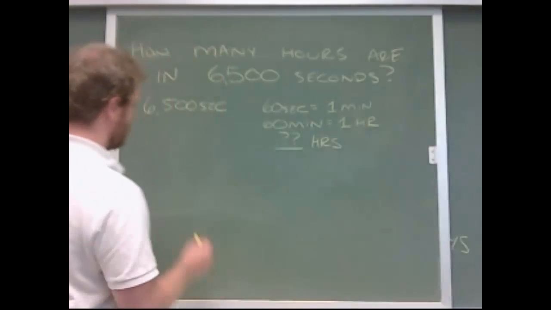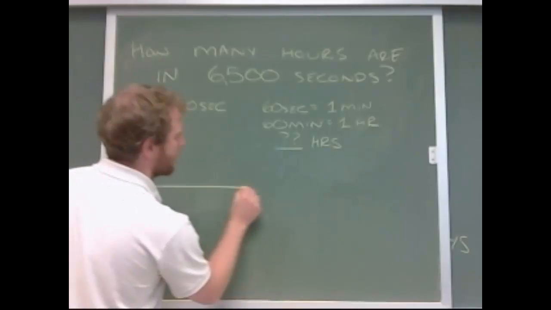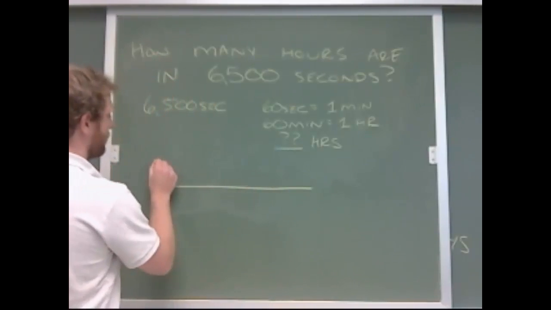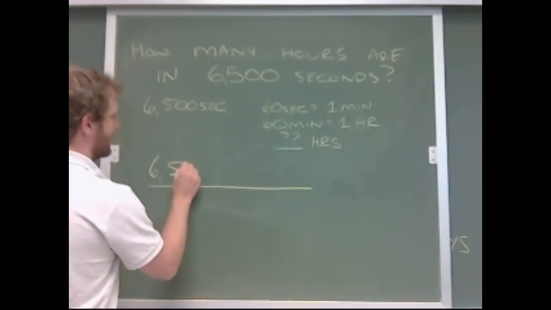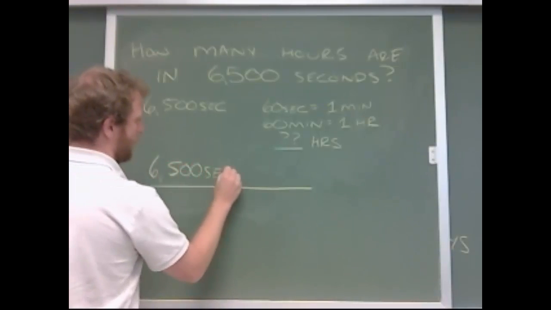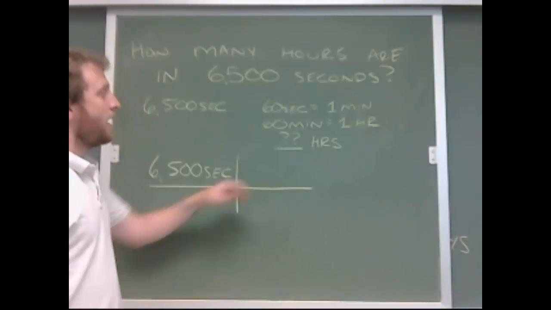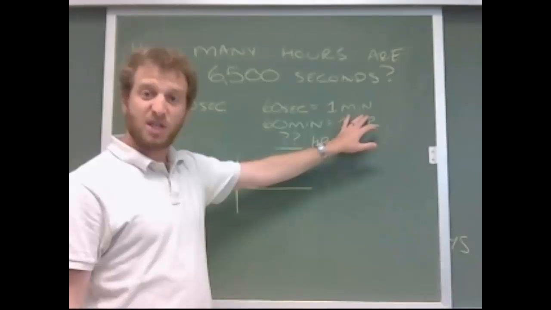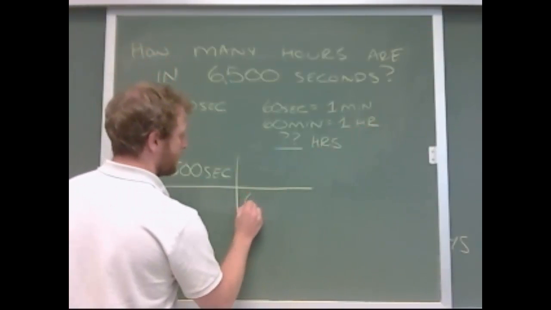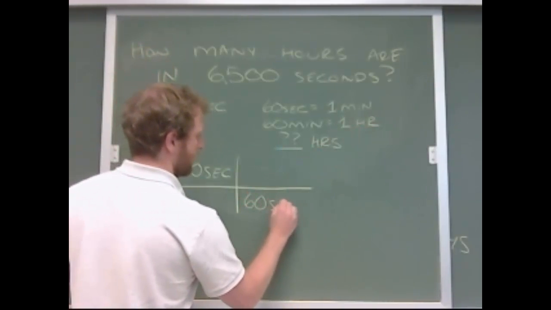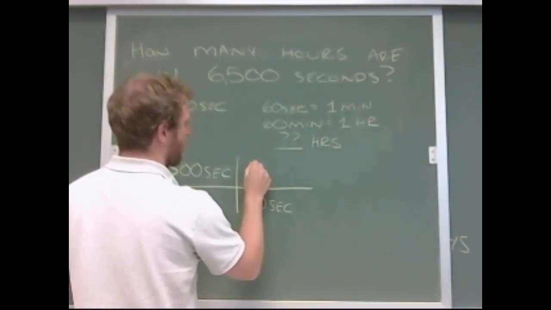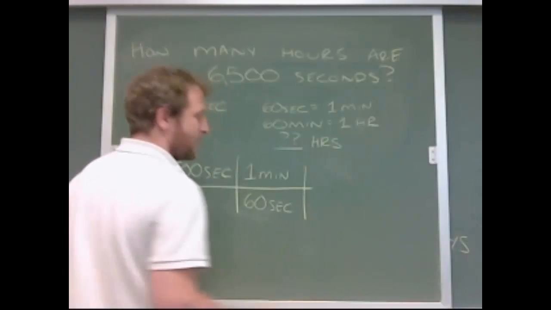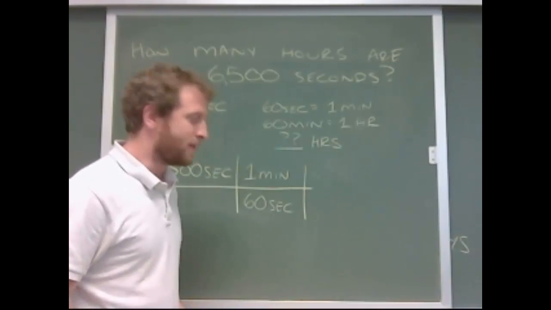Okay, so I draw my line. I might need a longer line for this one, and I start with what they gave me, 6,500 seconds. And I'm going to use this conversion right here, 60 seconds to minutes. I'm going to change it to minutes. So I do 60 seconds for every 1 minute. But I'm still not where I need to be. I got to get myself to hours.